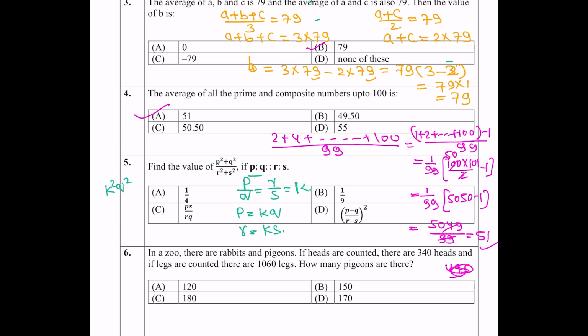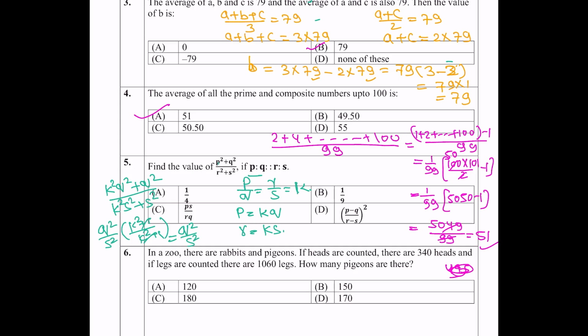So here in place of p I substitute this value, we are getting k square q square plus q square divided by r square, and we can substitute the value k square s square plus s square. Here we can take q square and s square as common. So we are getting k square plus 1 upon k square plus 1. Now these two terms cancel out, so we are getting the value q square by s square.